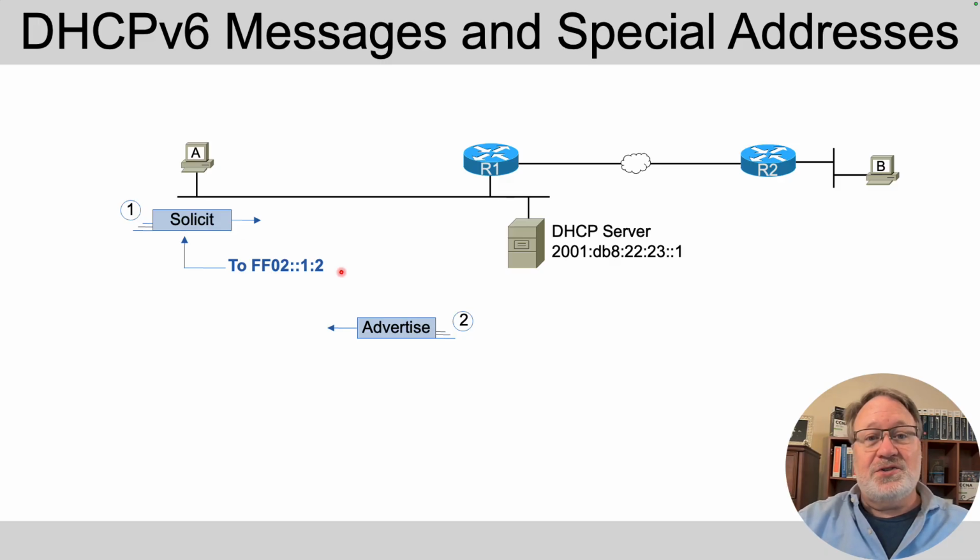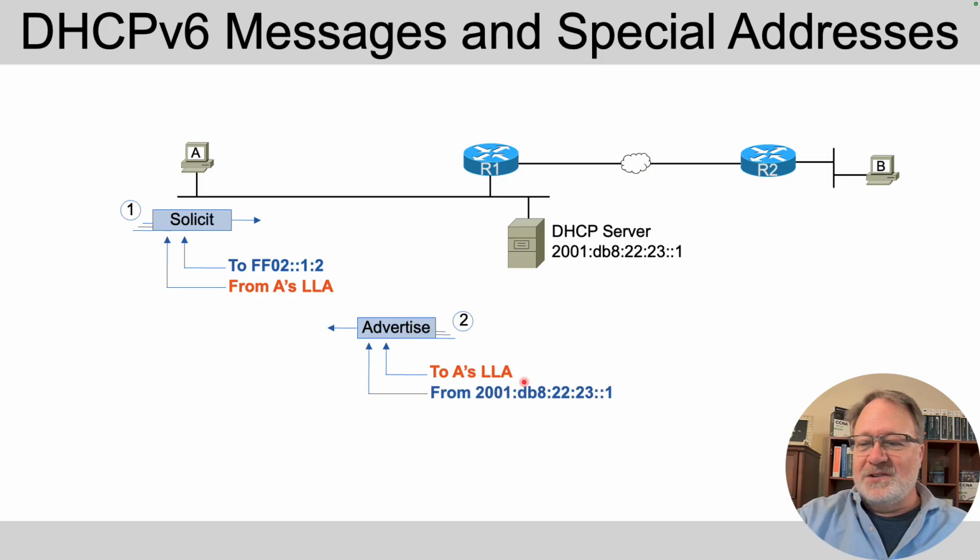Additionally, A has an address it can use. It uses its link local address. Those are made by IPv6 specifically for initialization issues just like this. So A's ready even to receive a reply. In fact, that advertise message back from the server is going to be sent to A's link local address so A can receive it back. And the source is just going to be the server's GUA, in this case, its routable address. So on the local subnet with a local DHCP server, everything's good.